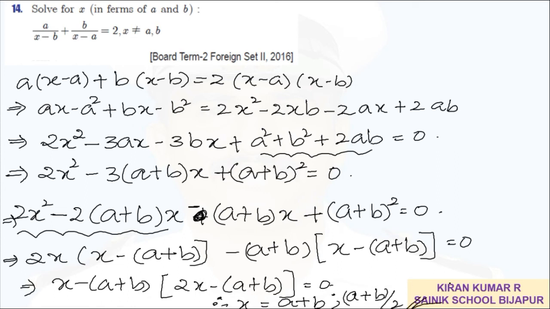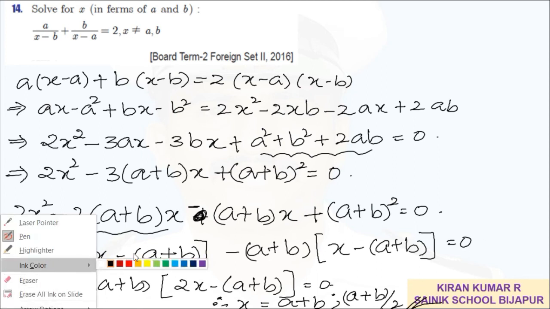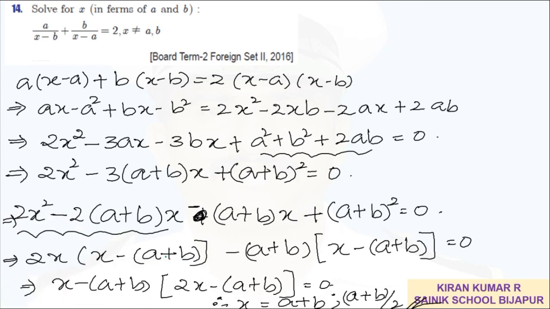These are the roots. Here the most important and critical step is this step: how do we rewrite 3 times a plus bx as 2 times of a plus b and one more time of a plus b, both negative? This is a very important step. When you solve so many questions, you will get this idea of splitting the middle term.